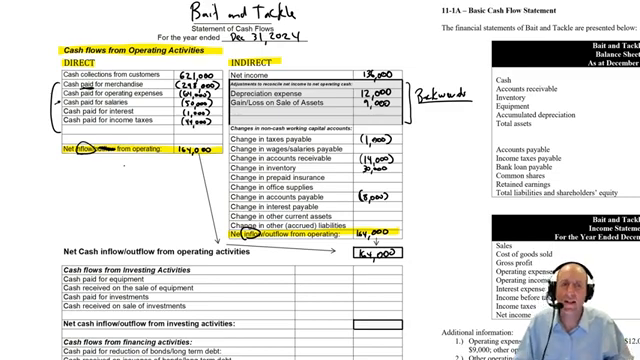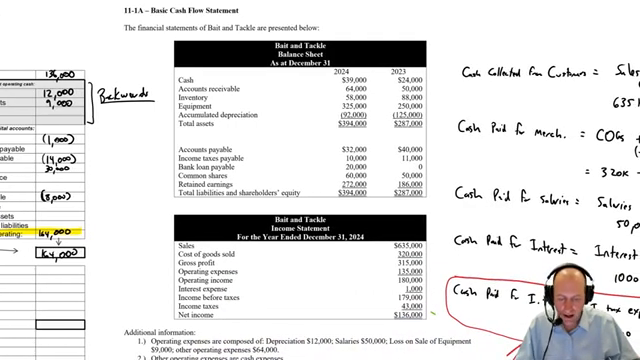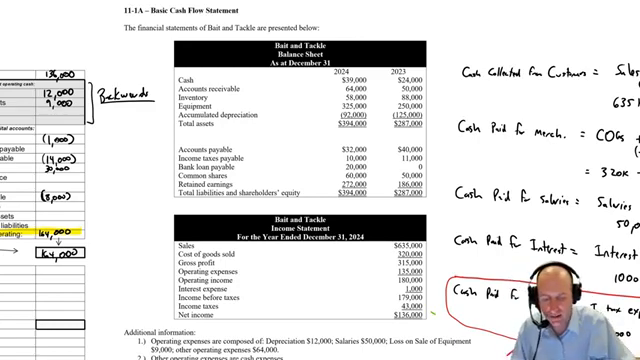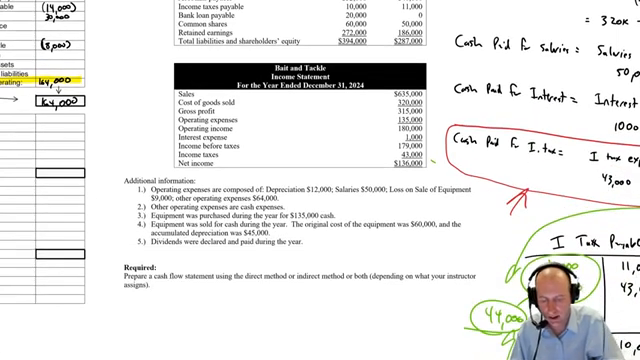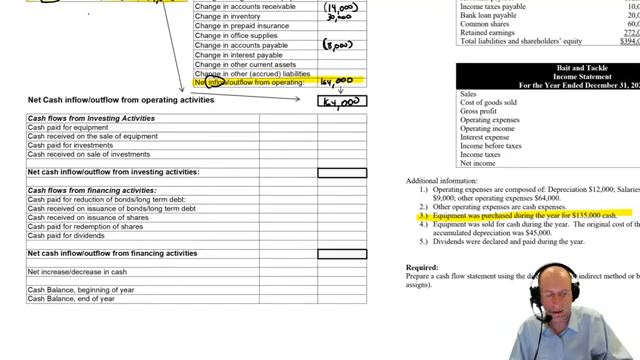So the investing section is all about long-term assets. Did we buy or sell any long-term assets or investments here? And the answer is yes, we didn't have any investments, but we did have equipment. And it looks like we bought and sold equipment. And down here, I can see equipment was purchased for 135 cash. Well, all right, that's cash flow from purchasing equipment.